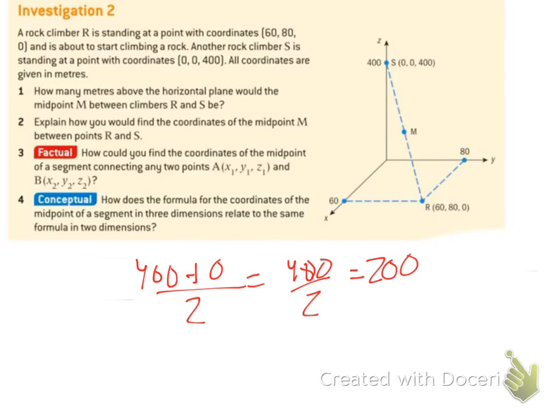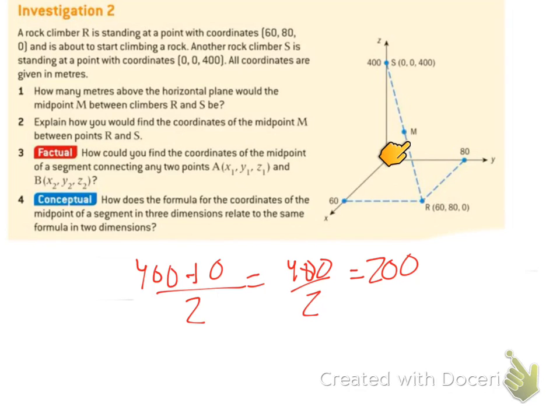So then how do you know the rest of the midpoints in question 2? How do I know the midpoint for the other direction? How about the x direction? This guy's 60 meters out, this guy's 0 meters out. Wasn't that just 60 plus 0 divided by 2? So 30? So this guy would be 30 meters out of the board in the x direction.